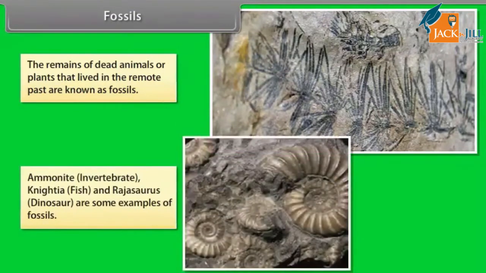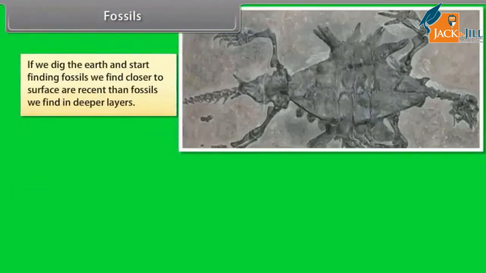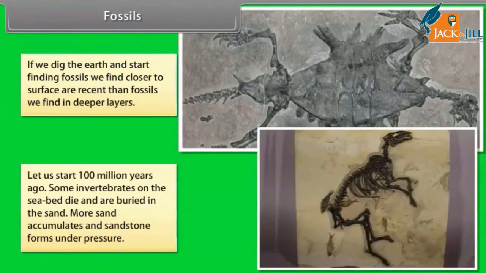Ammonite, invertebrate, Nicaea, fish, and Rajasaurus, dinosaur, are some examples of fossils. If we dig the earth and start finding fossils, we find that those closer to the surface are more recent than fossils we find in deeper layers. Let us start 100 million years ago.